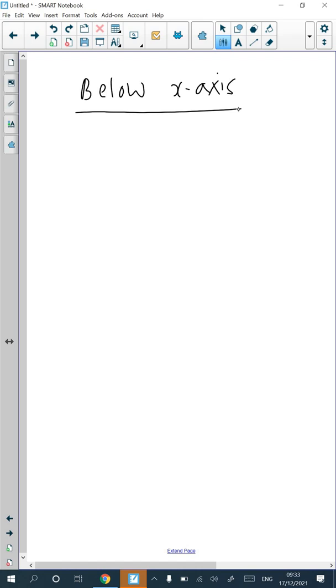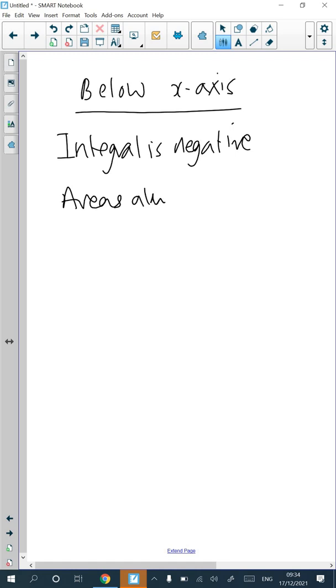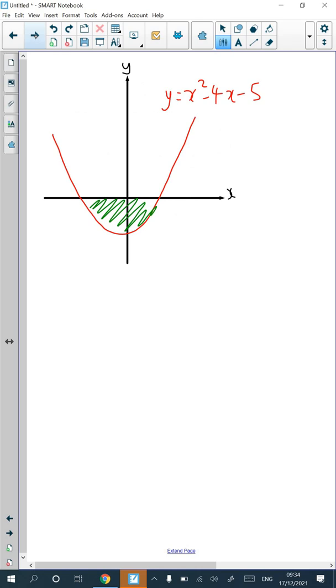Now we know that if your area is below the x-axis, the answer to our integral will be negative. It's like a directed area. So the negative integral means your area is below the x-axis. But areas are always positive. So you take your negative solution and you make it positive. Okay. Right, so this first one here.